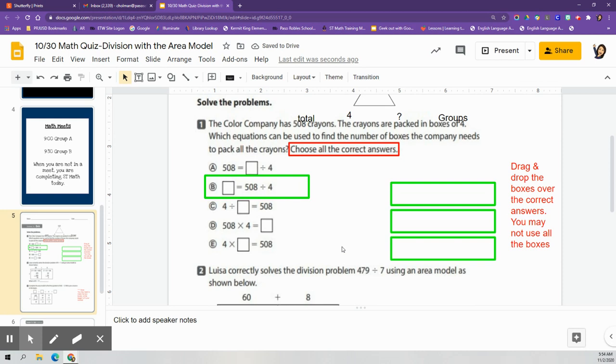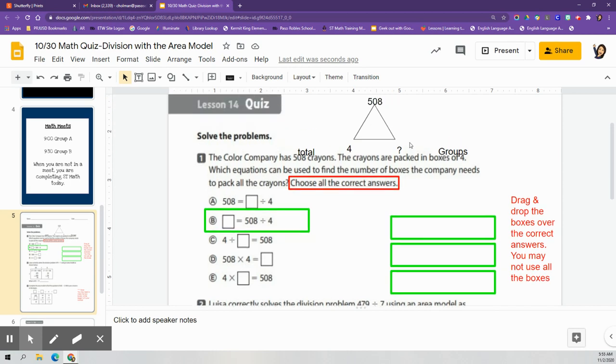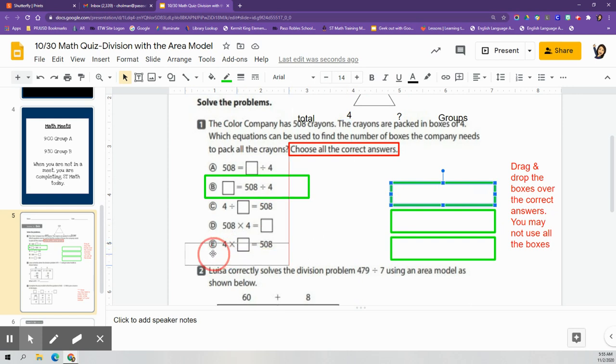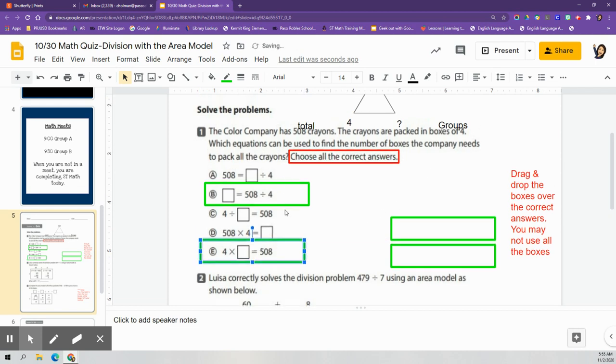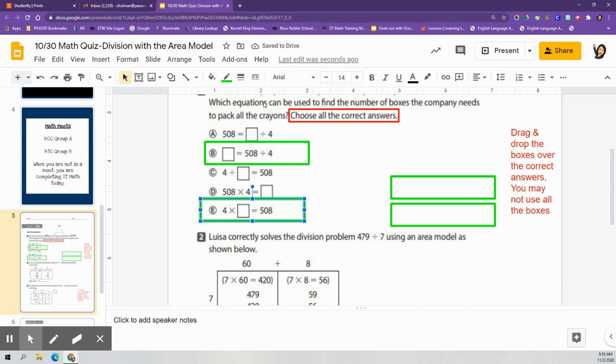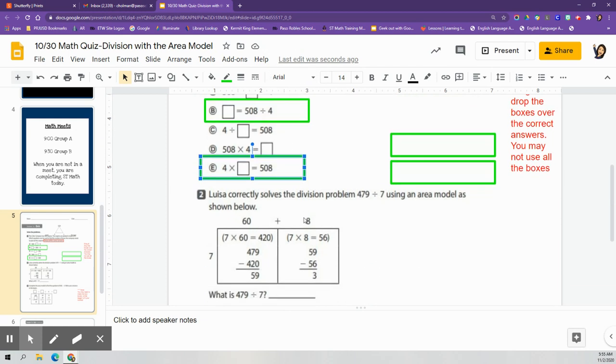C says 4 divided by something equals 508. And there's absolutely no way if you started with 4 as your dividend and divided it with something that you would equal 508. So that's just an absurd question. The next one says 508 times 4. Well, that's not going to get us this unknown. That would move this number down here, and then we would have another number up here. So that's not correct. And the last one that is correct is 4 times something equals 508. So all of those problems are just the relationship between the numbers in the problem. And so the correct answers are B and E.